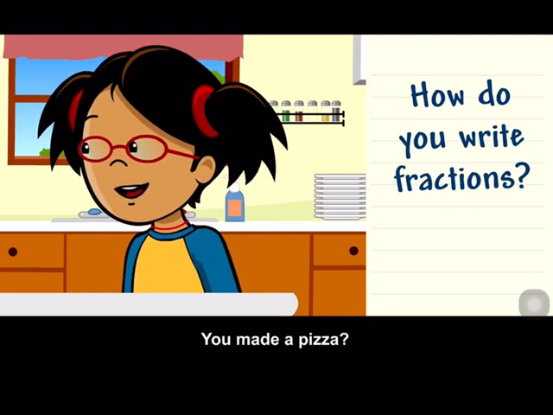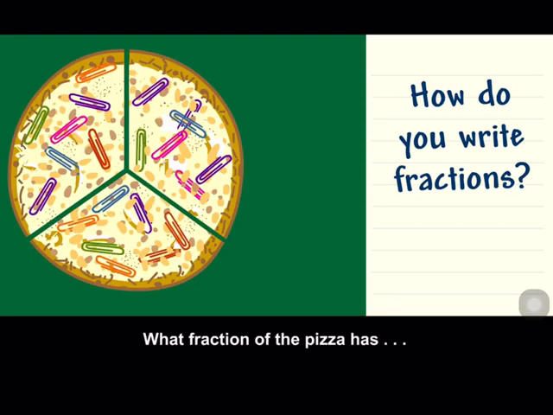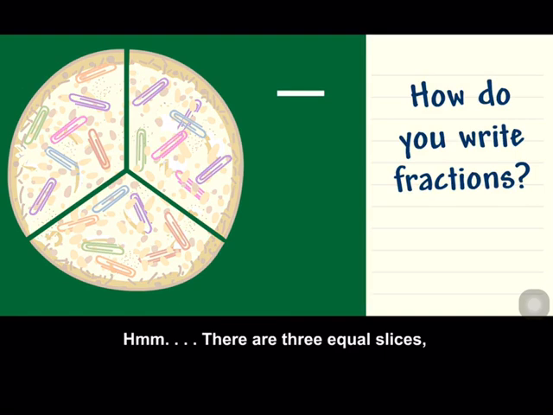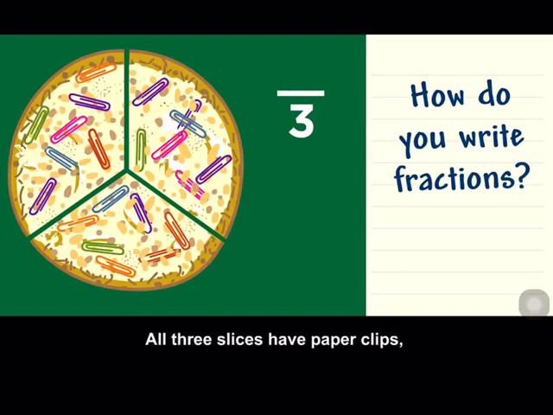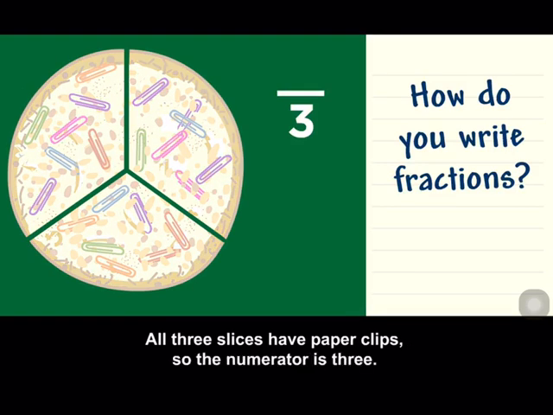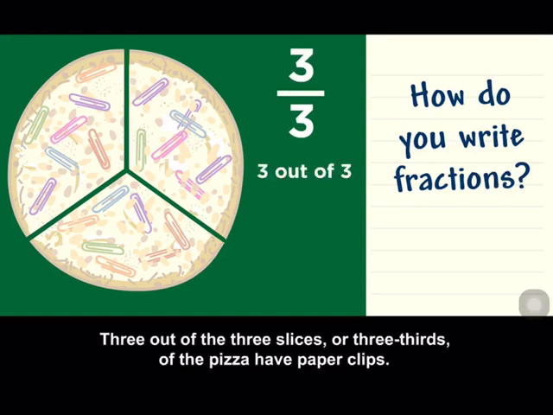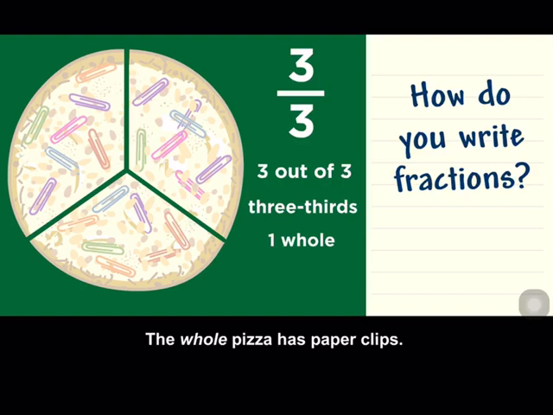You made a pizza? What fraction of the pizza has paper clips? There are 3 equal slices, so the denominator is 3. All 3 slices have paper clips, so the numerator is 3. 3 out of the 3 slices, or 3/3 of the pizza have paper clips. The whole pizza has paper clips.